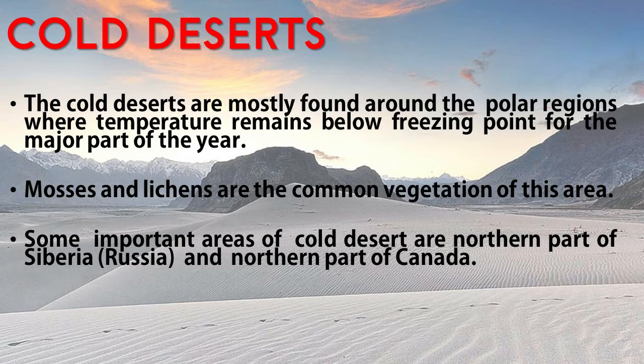And during that summer season, the common vegetation which is found here is mosses and lichens. The main areas are the northern part of Siberia, which lies in Russia, and the northern part of Canada. So these are the areas of cold deserts.